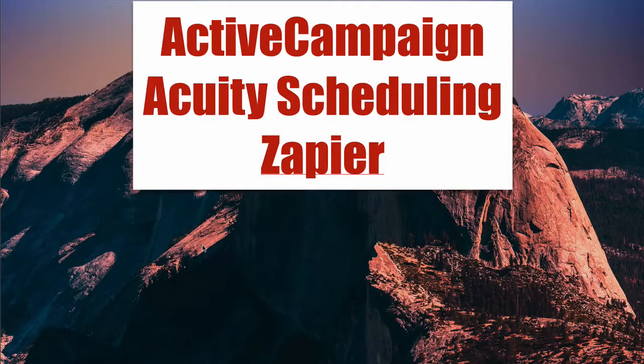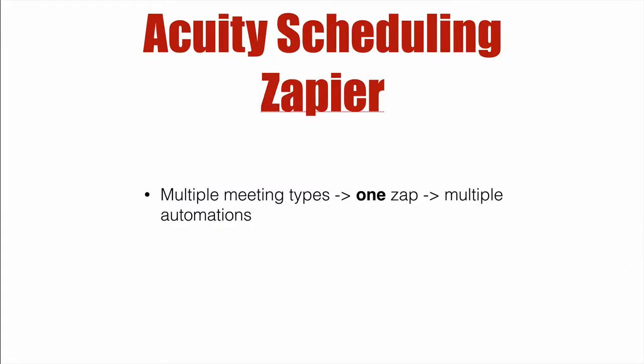ActiveCampaign, Acuity Scheduling, Zapier. This setup will make you happier. So what we're going to do here is when people sign up through Acuity Scheduling, they're going to pipe through simply one Zap in Zapier. And the reason we want to do this is we don't want to burn or waste a Zap for each meeting type. We just want to use one. We're going to let ActiveCampaign do the heavy lifting by having multiple automations based on the appointment type. So let's dive right in.